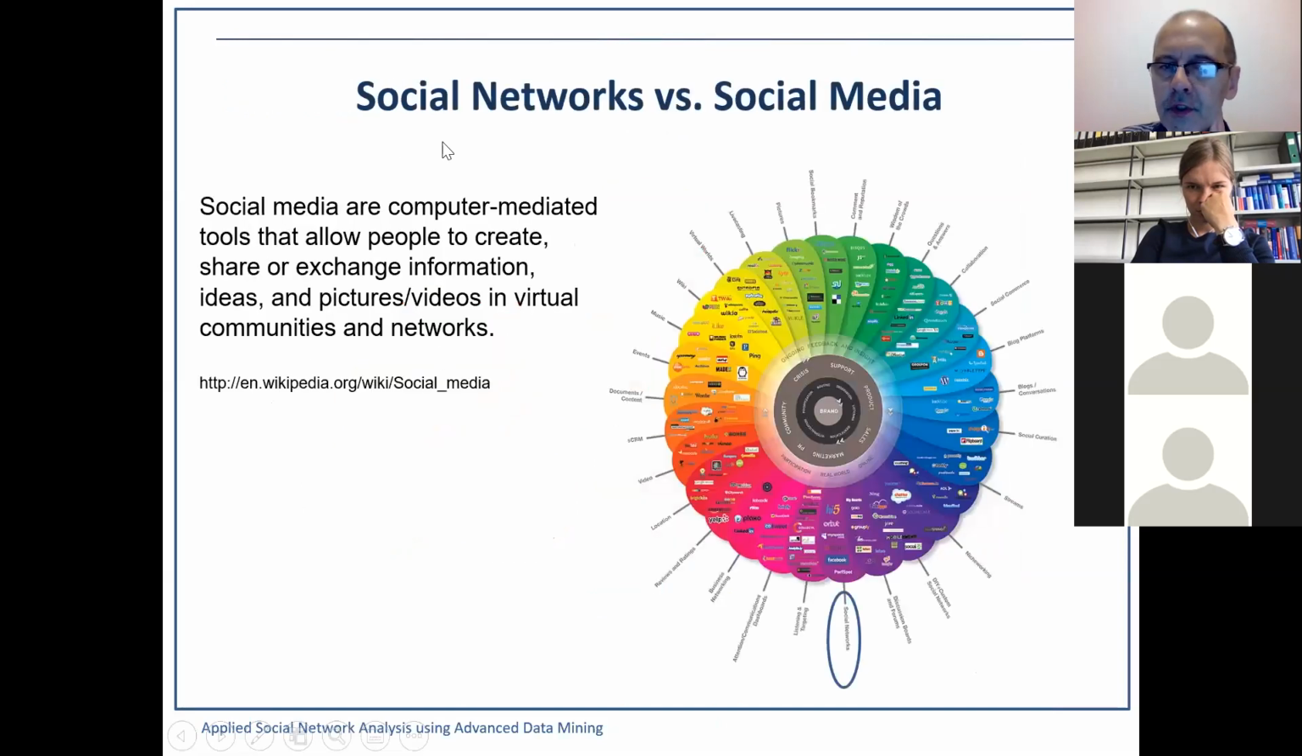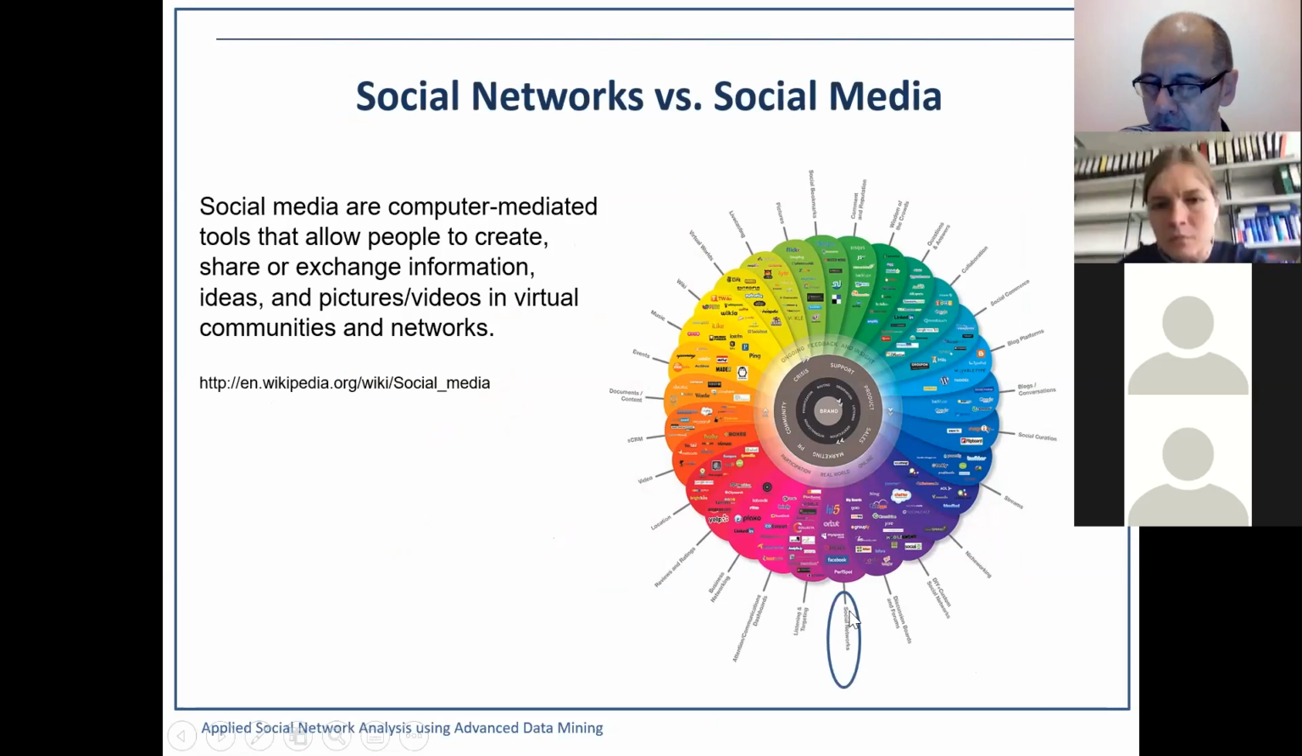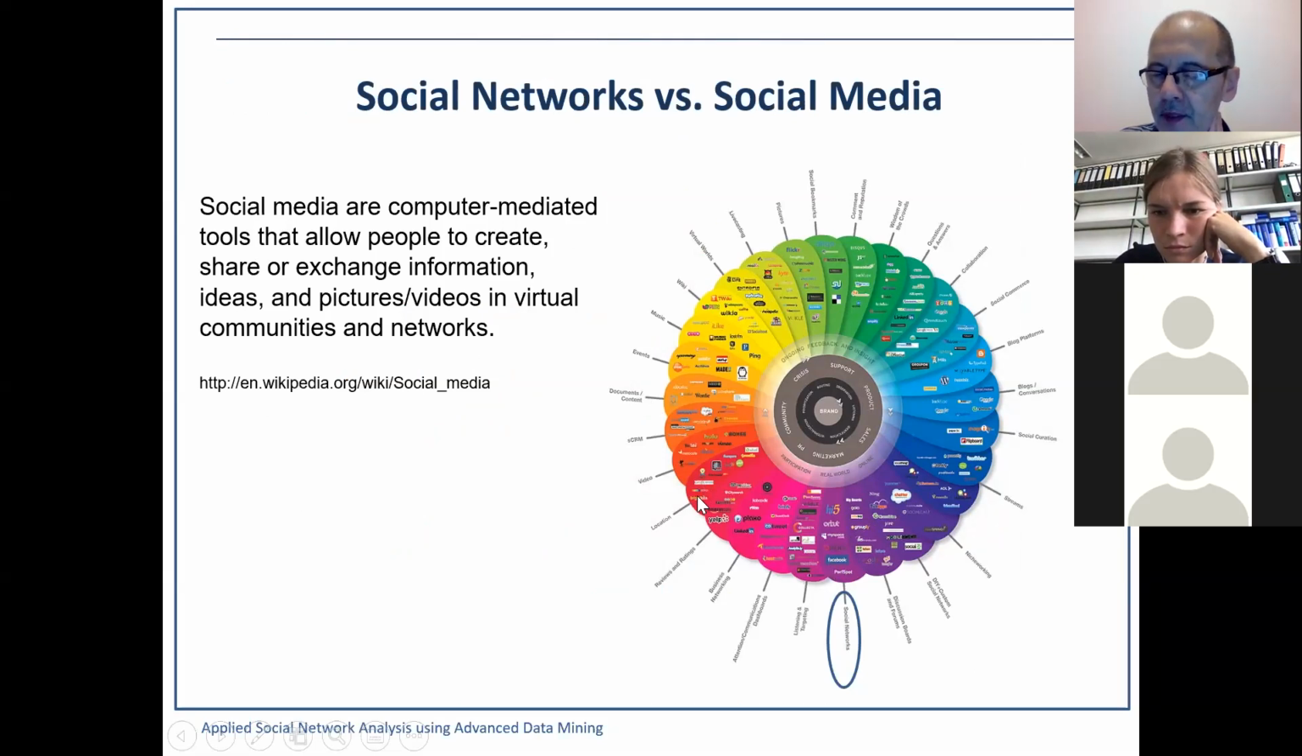Some words about social networks versus social media. There are plenty of social media. Some few of those are social networks. It's hard to read, but down here we can see the word social networks, where we have Facebook and so on, other social networks. But there are plenty of social media that are not considered as a social network.